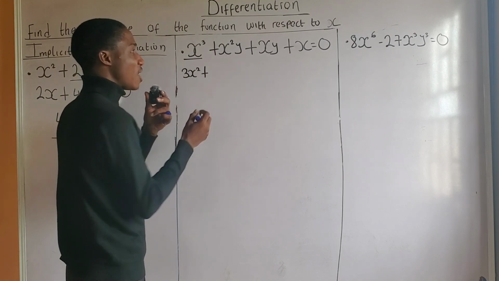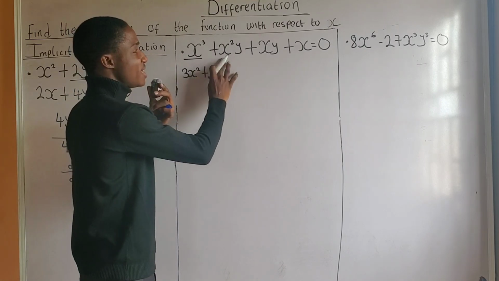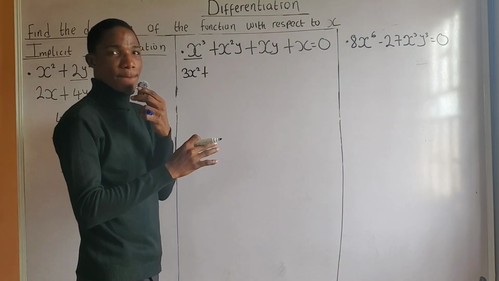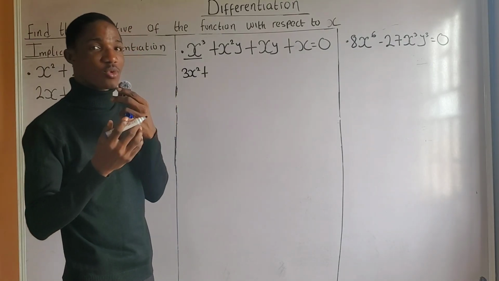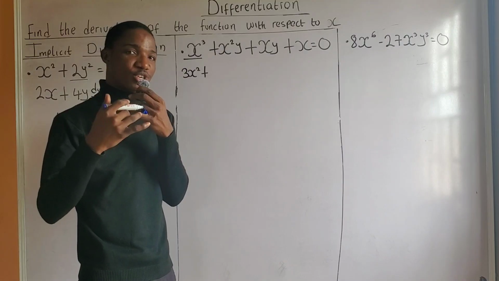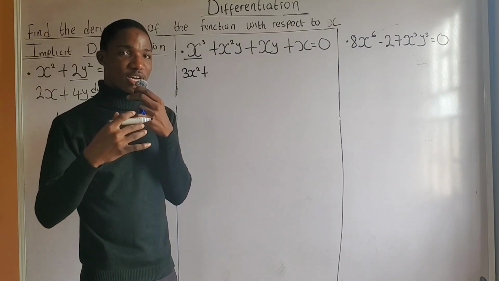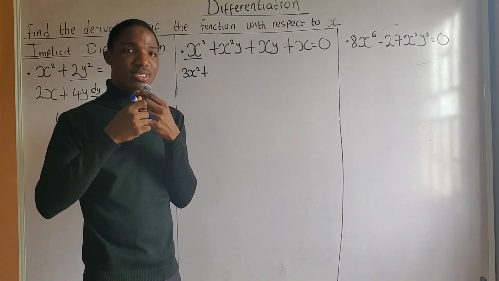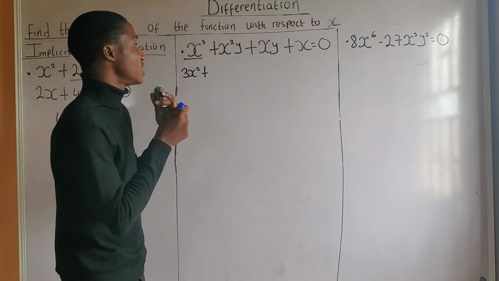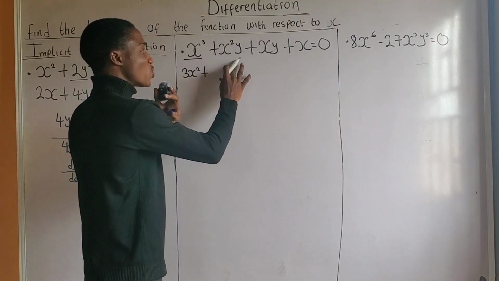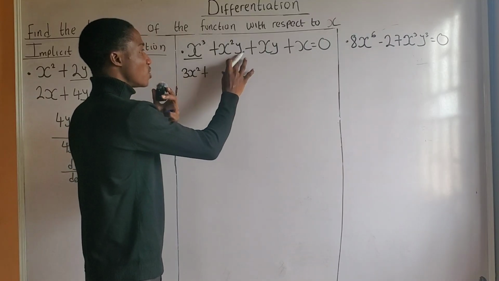Okay, plus, now listen to me carefully. The second term here is what? x squared y. x squared is multiplying y. And in differential calculus, when you have two terms that are multiplying each other, you have to use product rule. So for this, I'm going to use product rule to differentiate x squared y. Okay, let us make use of product rule.